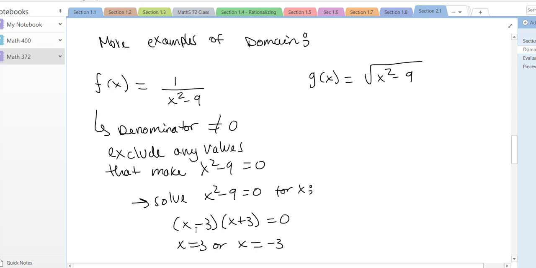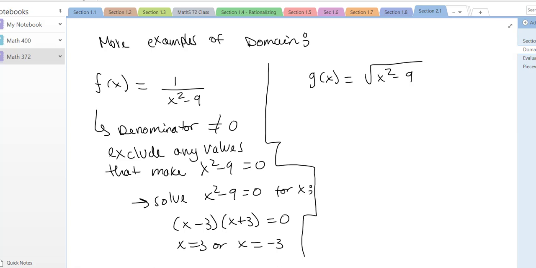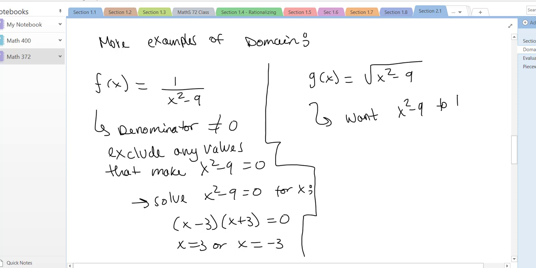Now for the second one, notice that the expression appears almost the same. I'm using the same quantity, x squared minus 9, but now we have a radical. So in this case, for the domain, we can't take the square root of a negative number. So that means that we want x squared minus 9 to be positive. So in math, how do you say that? We want that to be positive. So that means we need to solve x squared minus 9 greater than or equal to 0.